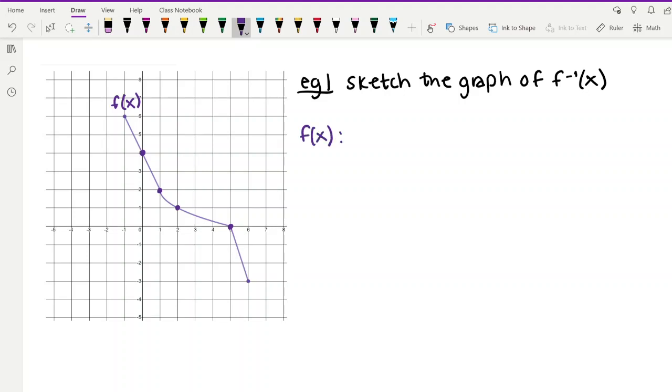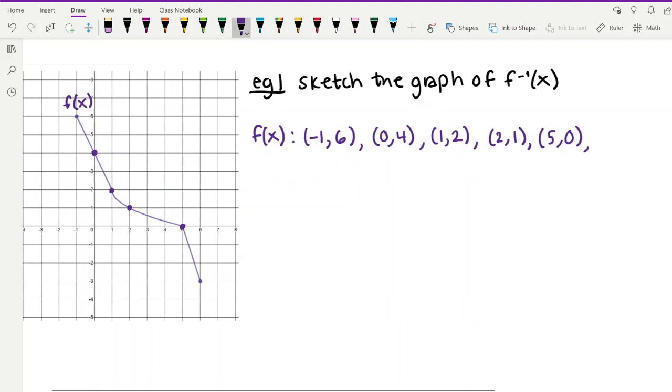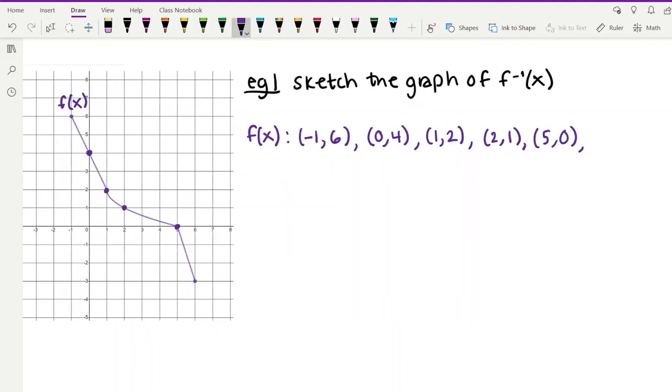So we can see that the original function contains the points (-1, 6). You could also make a table. That might be a nicer way to organize this actually. (0, 4), (1, 2), (2, 1), and then we have (5, 0). And finally, we have (6, -3).